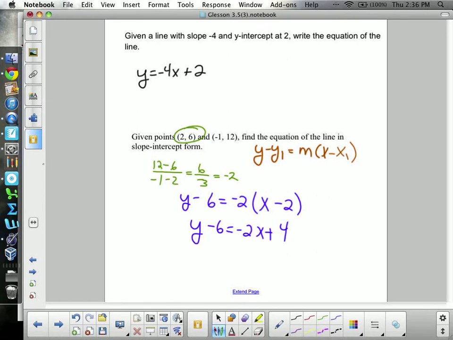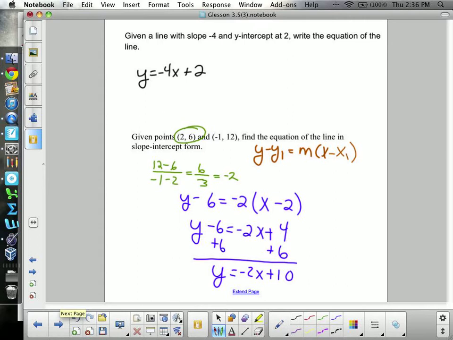Plus 4, because a negative times a negative is a positive. And then we add 6 to each side. Y equals negative 2x plus 10. Now, why show your work?